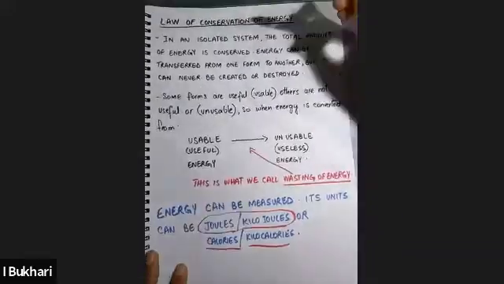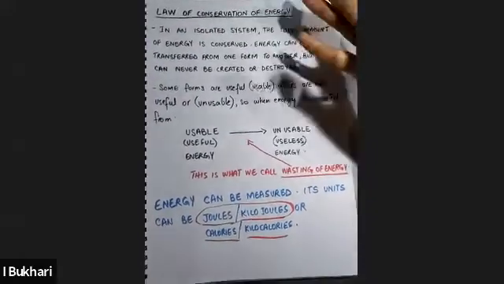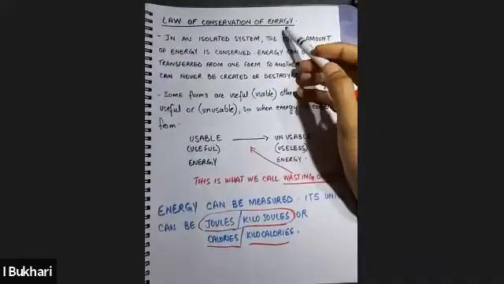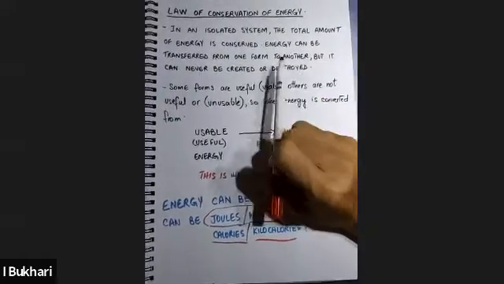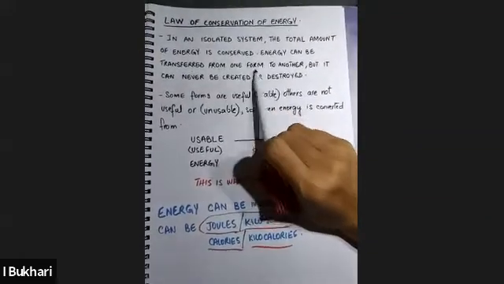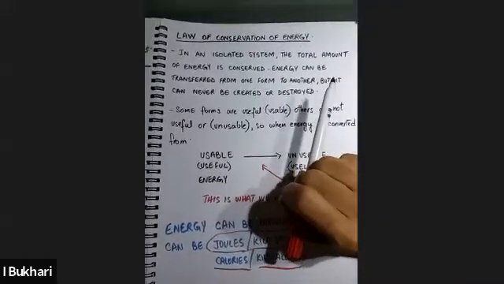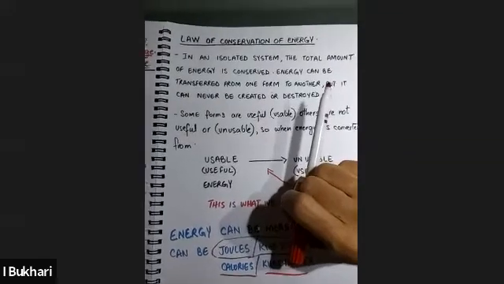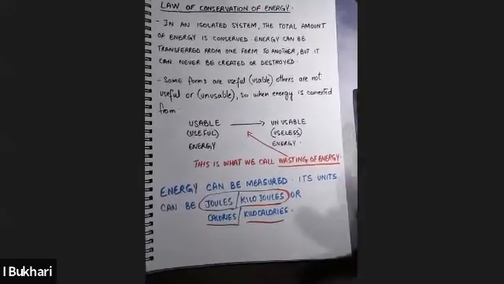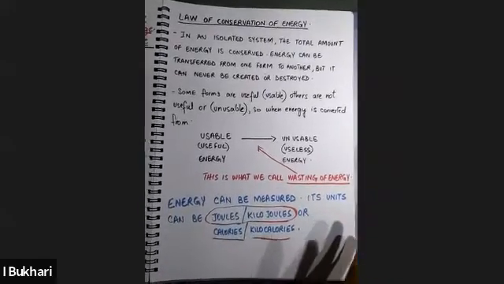Now, I will also introduce you to the law of conservation of energy. Conservation means to save, okay? What it says is that energy is neither created nor destroyed, but it is only transferred from one form to another. So energy can never be created or destroyed. It is only transferred from one form to the other. So ever since this universe has come into existence, the amount of energy is the same, is constant. It is only changing from one form to the other, okay?